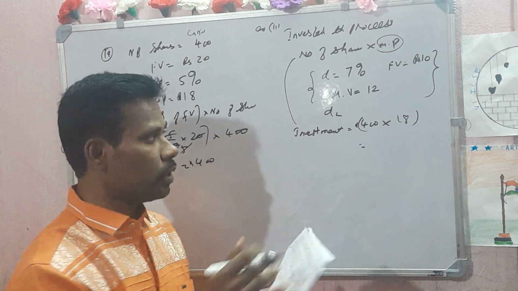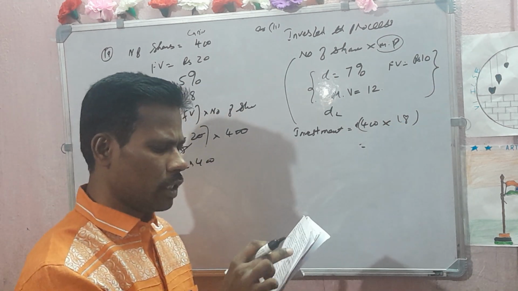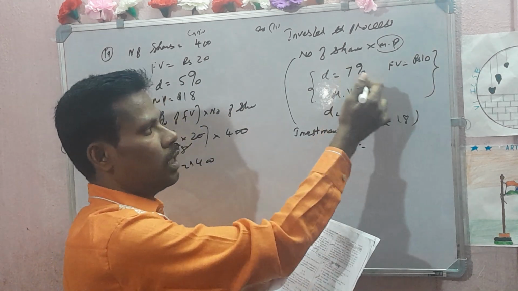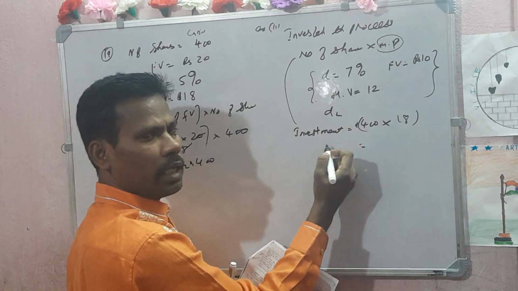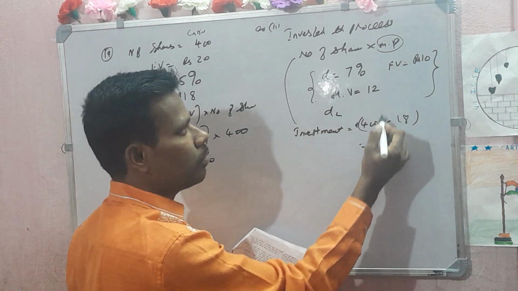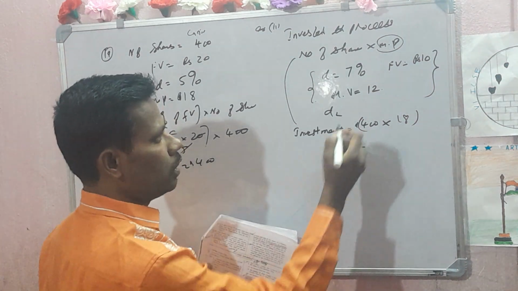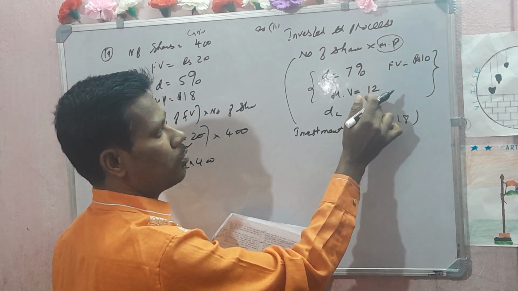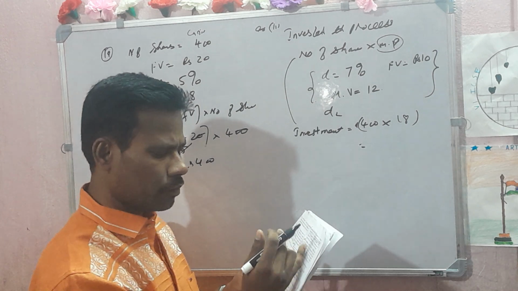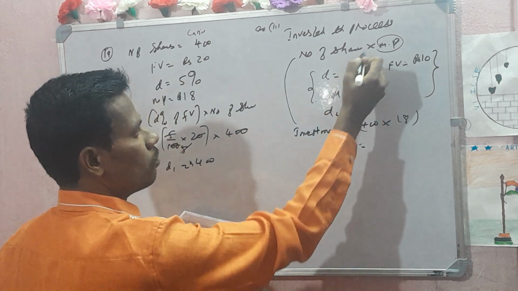Something they are given at rupees 18, and invested the proceeds, again this condition is given. So the main thing here is, investment is nothing but number of shares into market value. Market value is already given as 18, so don't consider this as the market value. This is another one.